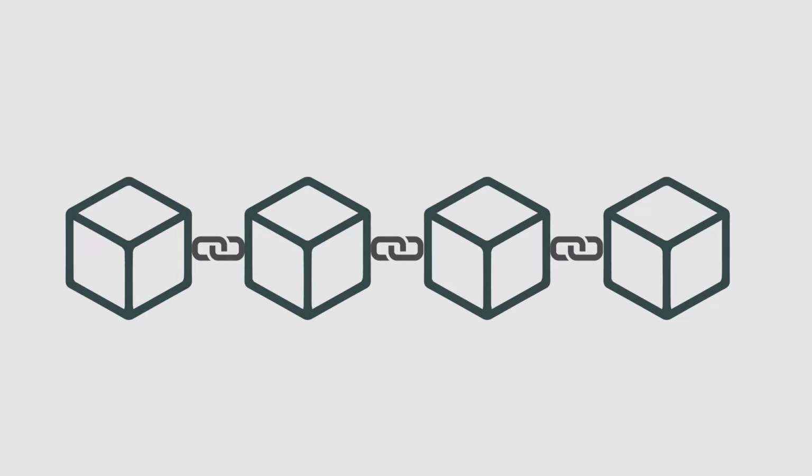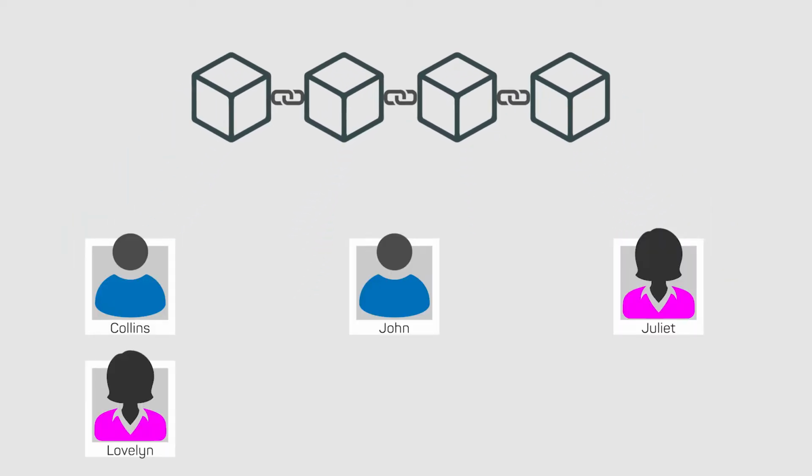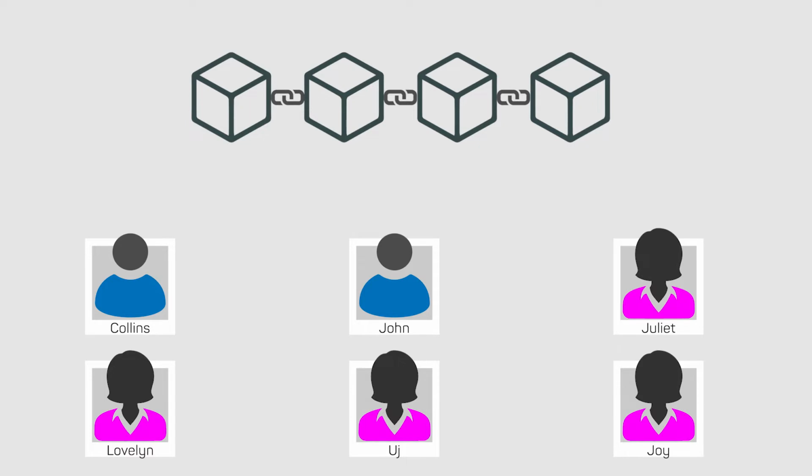For example, let's say here at ATB we create our own blockchain, and at this particular moment we have 6 people using the blockchain. Let's call them Collins, John, Juliet, Loveland, UJ, and Joy. Collins is looking to make a trade on our blockchain network. John wants to use a gaming app. Juliet wants to make a trade, Loveland an app, UJ a trade, Joy an app. So it doesn't really matter the transaction. All we know is that they are making transactions on the blockchain.